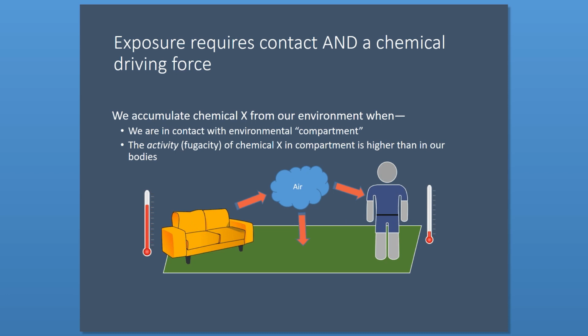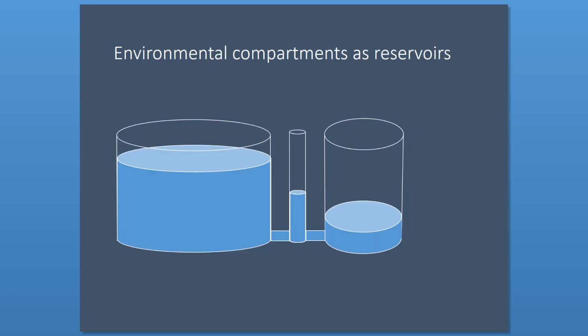Same kind of idea. Another way to look at this, and one of my favorite ways, is to think of these as reservoirs. You can think of containers connected by pipes. There are big containers and small containers, but the height of the containers is related to this idea of chemical activity. So if we have a couch that has a lot of a particular chemical in it, let's say a flame retardant, it might have a high level, a high activity, but also a high capacity.